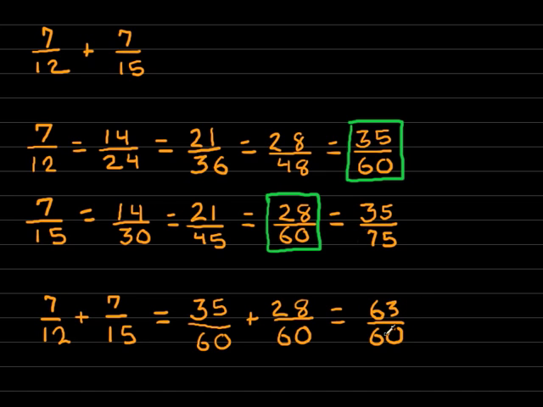the numerator is bigger than the denominator. We call that an improper fraction, which doesn't really offend me, but if you desire, you can turn that into a mixed number. That's 1 3/60.